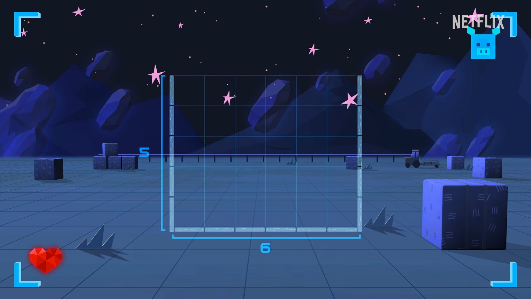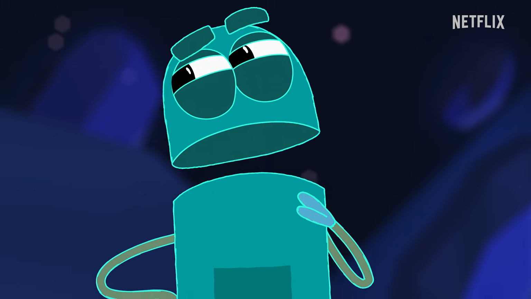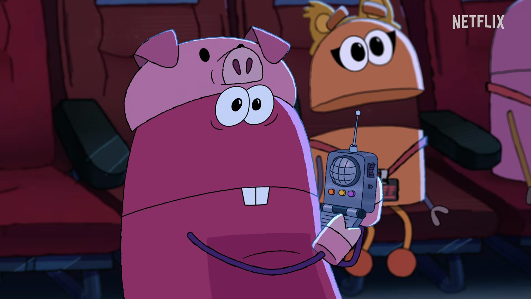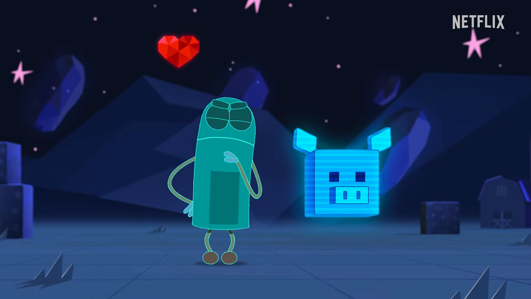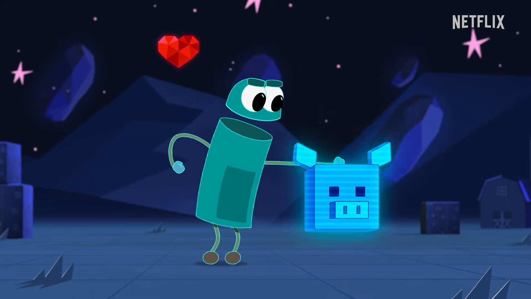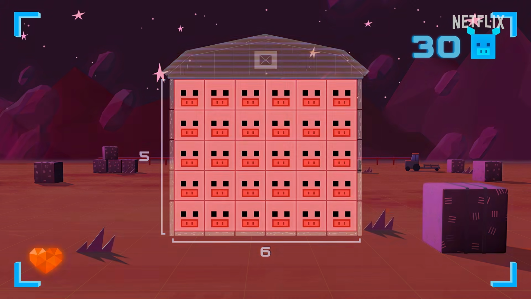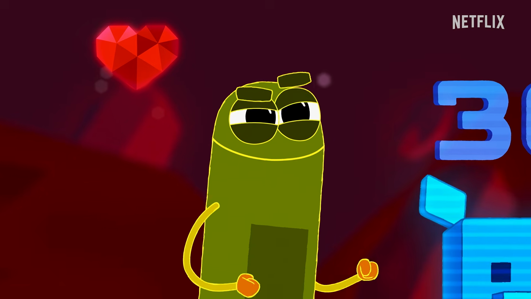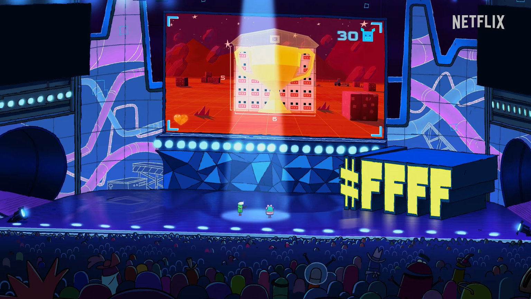Okay, the width of the pen is 6 spaces. The length of the pen is 5 spaces. 6 multiplied by 5 equals... It's 5, 10, 15, I can't watch. 20, 25. A 6x5 pen can fit 30 square pigs! Ha! Oh, hey, you win.